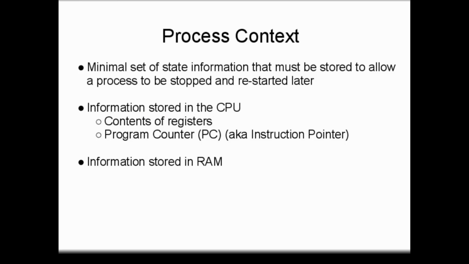Each process running on a system has a certain amount of information associated with it. A minimal set of state information that allows a process to be stopped and later restarted is called process context. Process context includes the current contents of CPU registers, the current program counter value for the process, and the contents of RAM that the process is using.